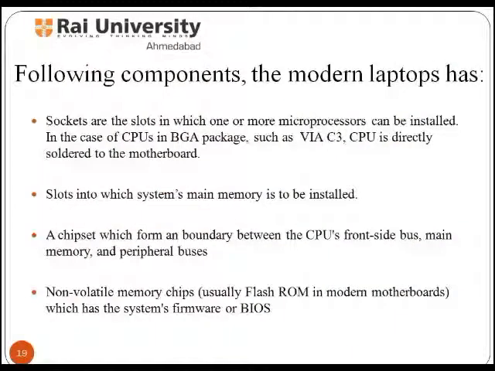Let's study about these various components which are listed and shown in the above images. The term socket refers to the slot in which one or more microprocessors can be installed, and also into which the main memory is installed. In the case of CPU in BGA packages such as VIA C3, the CPU is directly soldered to the motherboard. You have seen a chipset in the images, which forms a boundary between the CPU front side bus, the main memory and peripheral buses.